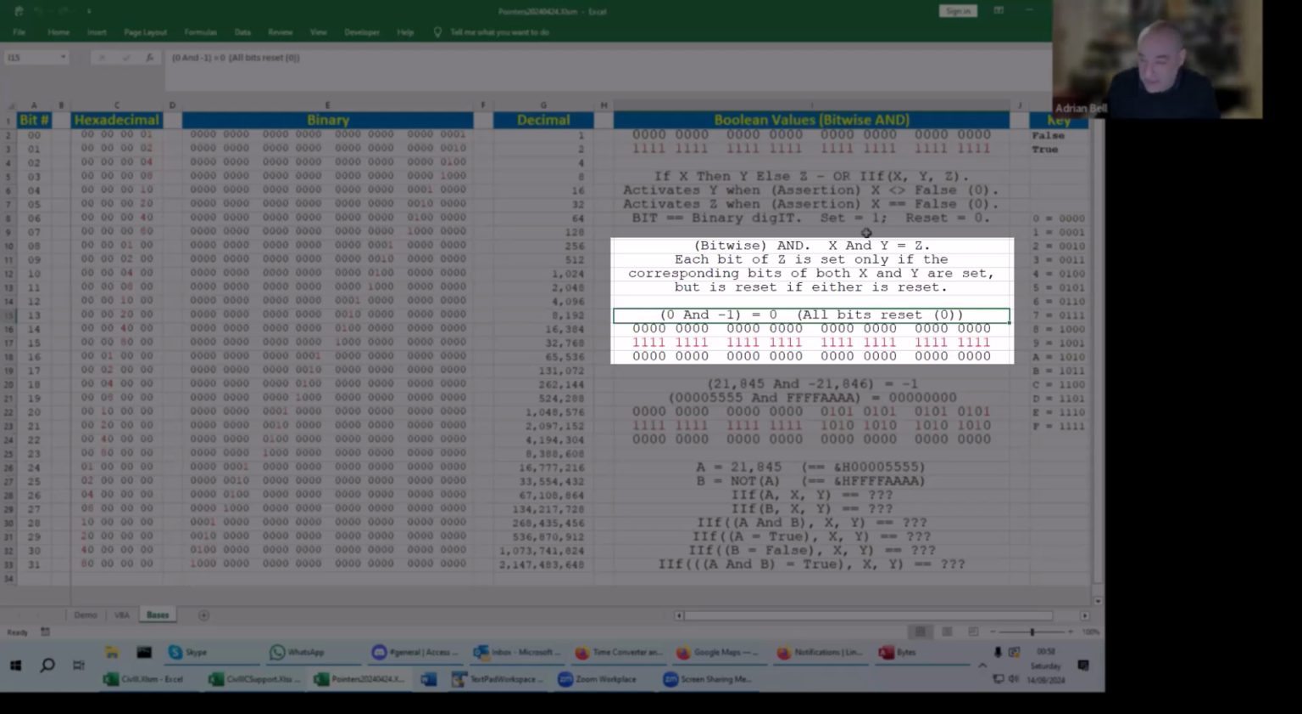And all bits reset as 0. So what this is saying is if you take that value there and you AND that value, you end up with that value. That is the most basic Boolean logic that we have.